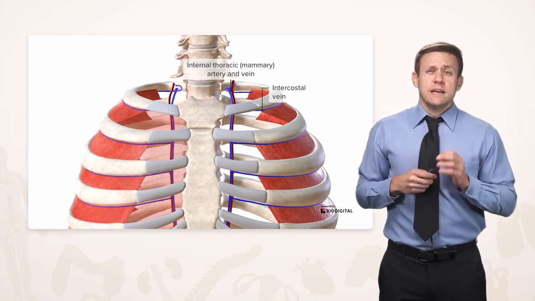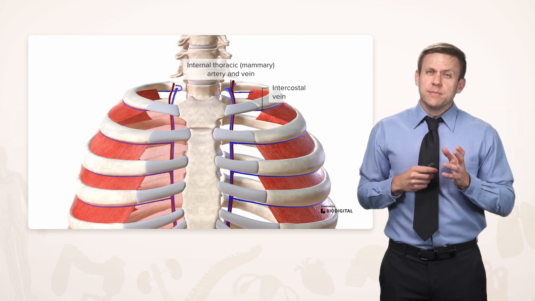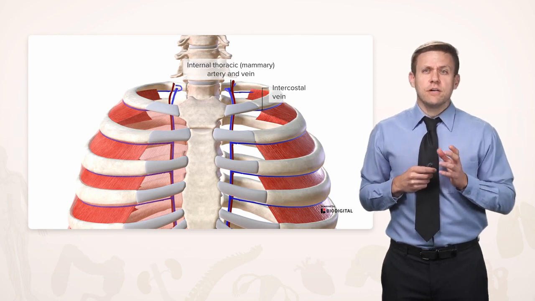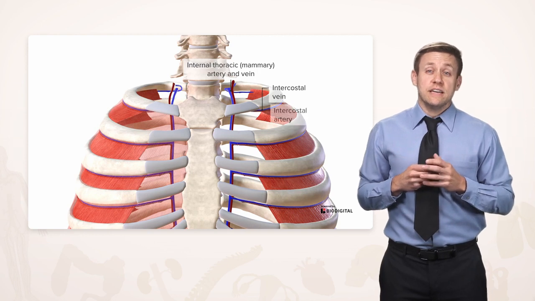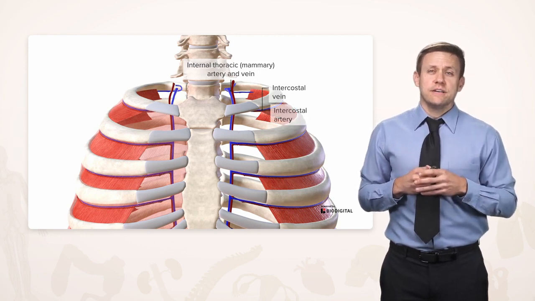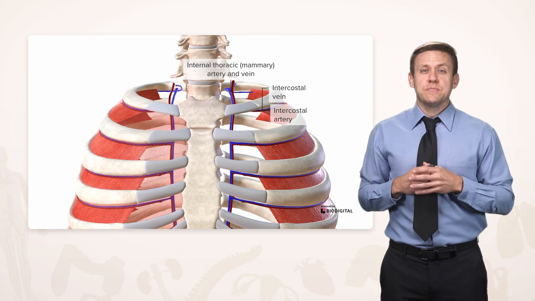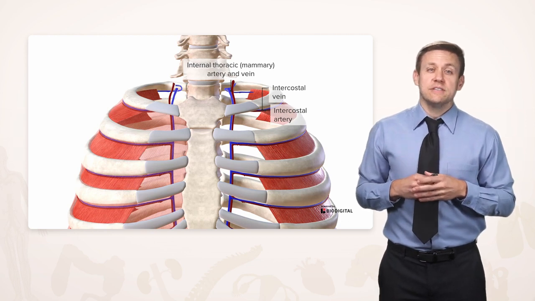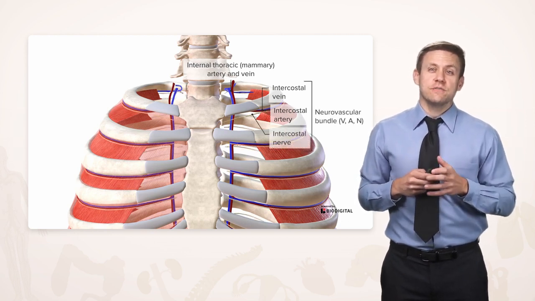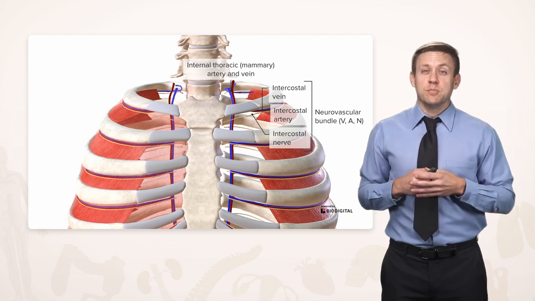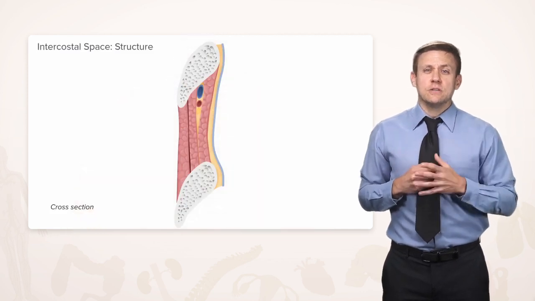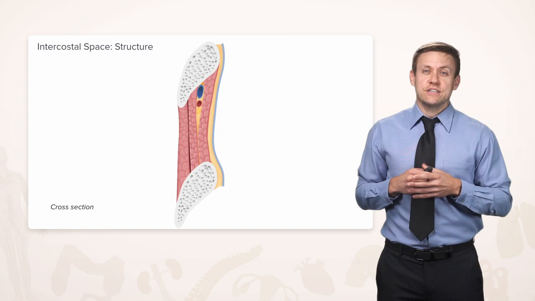Similarly, at each level, there's a branch coming off of the internal thoracic artery and running just below the intercostal vein called the intercostal artery. Finally, below that is a spinal nerve branch called the intercostal nerve. And that's our neurovascular bundle. Let's take a closer look at this bundle now in cross-section.